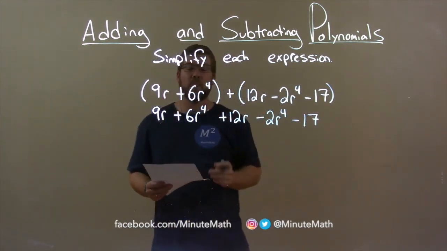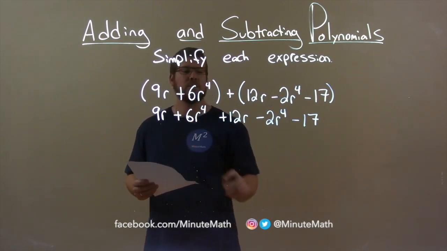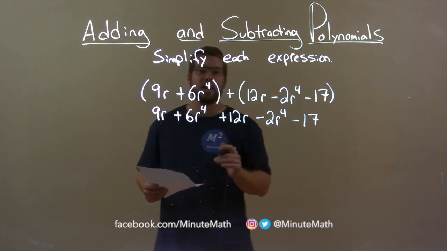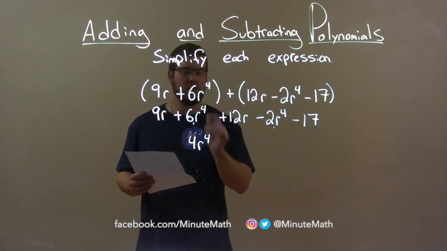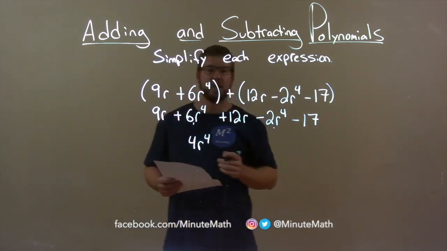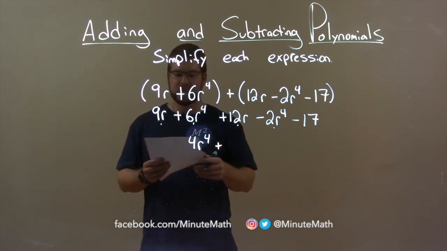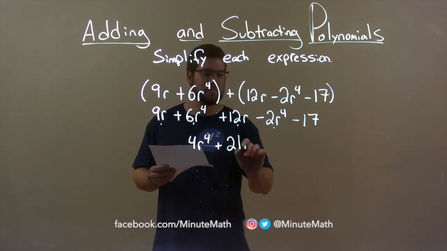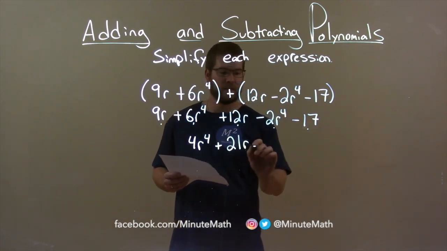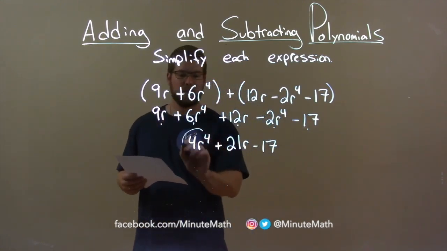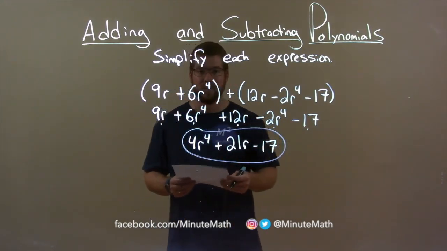So now I want to combine my like terms. My highest degree is to the fourth power, so 6r to the fourth minus 2r to the fourth. Combine those two and we have a 4r to the fourth power. I put dots underneath to show that I've brought those down. Next highest degree that I see is just the r's. We have a 9r and a 12r, and that together becomes a 21r. Lastly, we just have the 17, or minus 17. Bring that down, minus 17, and there we have it. Our final answer, 4r to the 4th plus 21r minus 17.